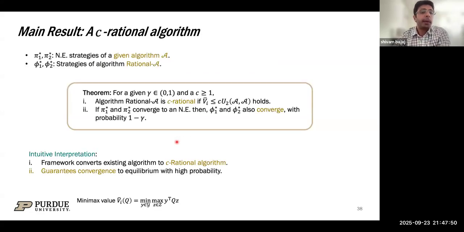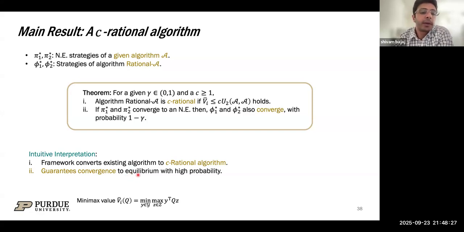So with this framework, our main result is that, given an algorithm A, which is an input to our framework, suppose pi1 star and pi2 star are the equilibrium strategies of that algorithm. Okay. And now using our framework, if I design a rational A algorithm, and if I denote phi1 star and phi2 star as the strategies of that rational A algorithm, then I can ensure that this rational A algorithm is C-rational for a given constant C. And we also guarantee convergence to equilibrium with high probability.